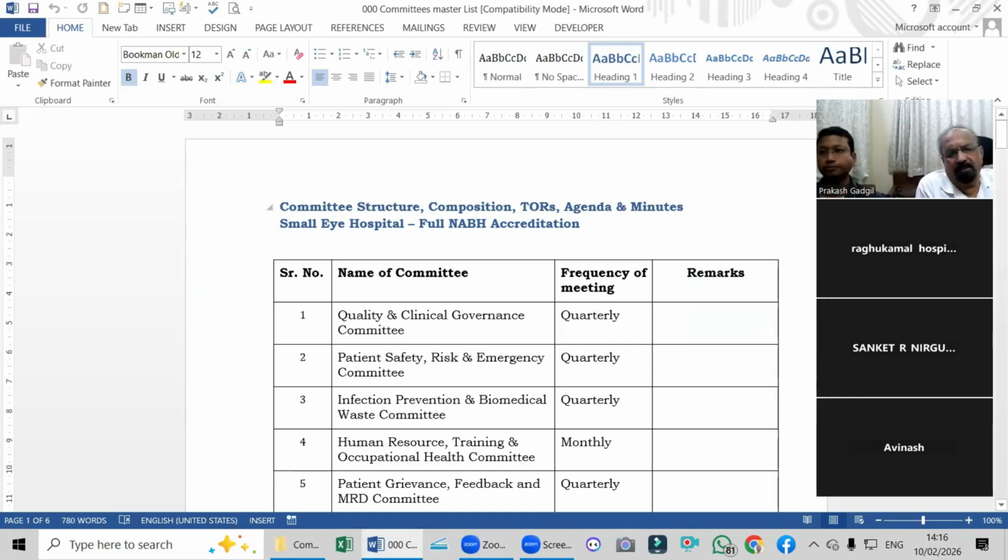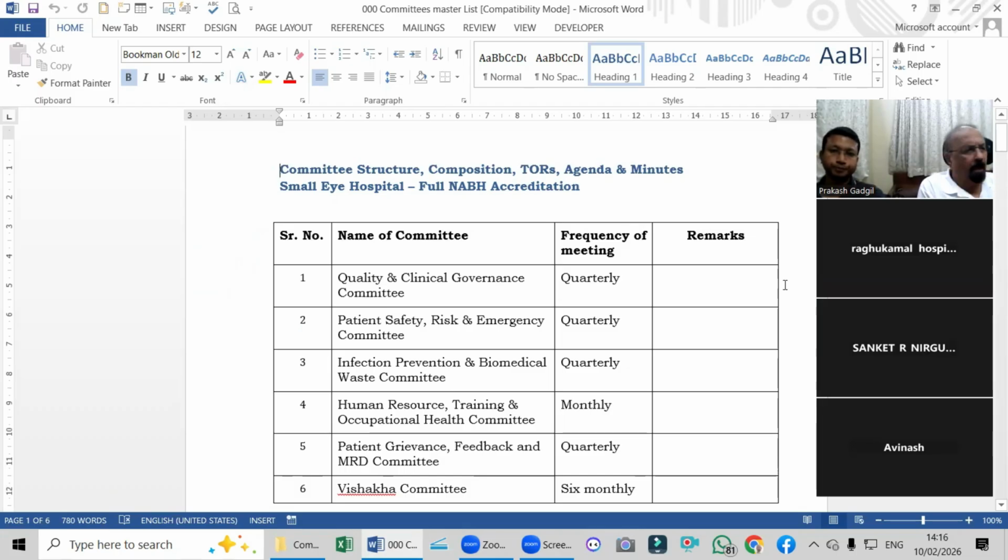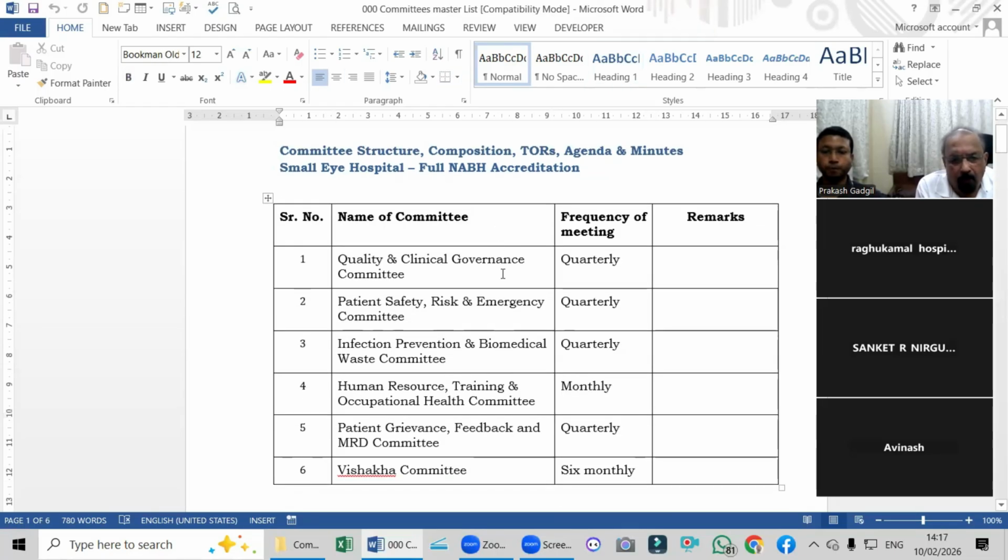Now, this is a piece of paper which talks about committee structure, composition, terms of reference, agenda, and minutes. When I say small hospital, as per NABH, a surgery hospital or clinic doing less than 5,000 surgeries per year falls under this category. So don't feel bad about this word, but that's a NABH definition. I can't help it. Now, there are 5 committees, if you would have seen: the quality and clinical governance, patient safety, infection prevention, human resource, and patient grievance.